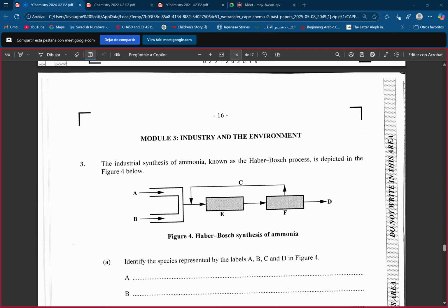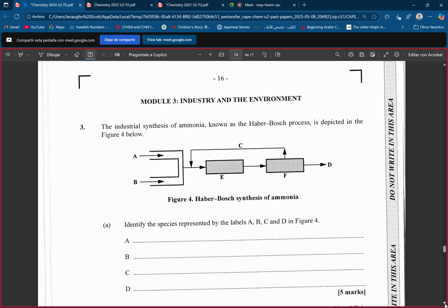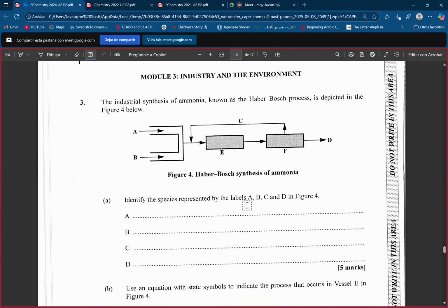Alright, let's go with module 3 of the paper and then we'll move through it. The industrial synthesis of ammonia, known as the Haber-Bosch process, is depicted in the figure below. Identify the species represented by the labels A, B, C, and D in figure 4.